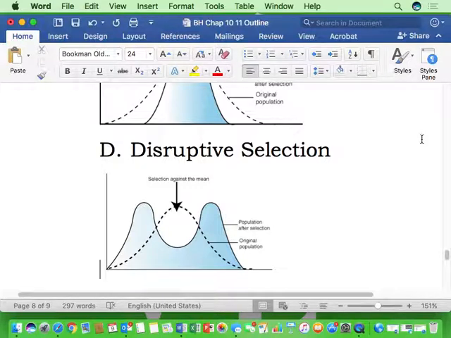An example of this are lazuli buntings. They're a bird. And lazuli buntings are either bright blue or brown. And we're concerned with the males because, of course, the females have the mate choice. And females prefer the really bright blue. That's what they really like.